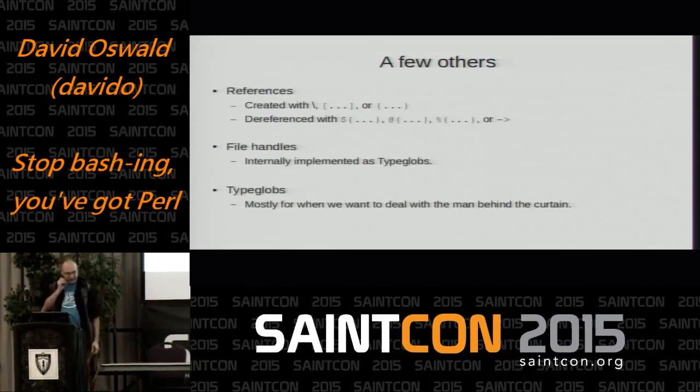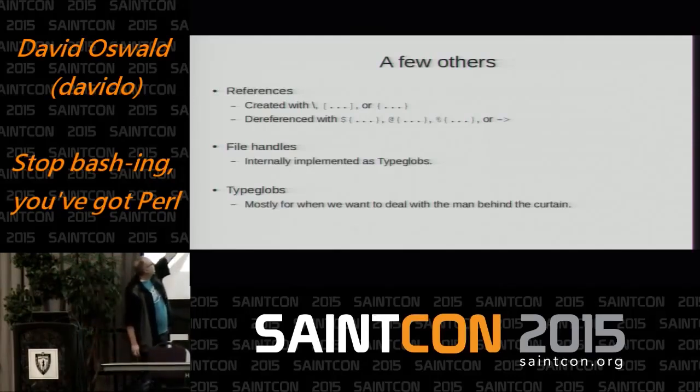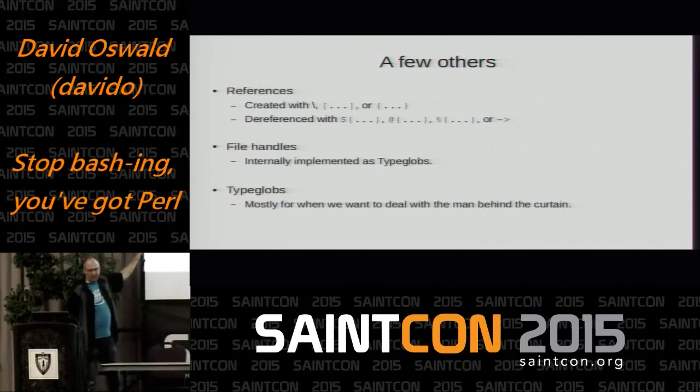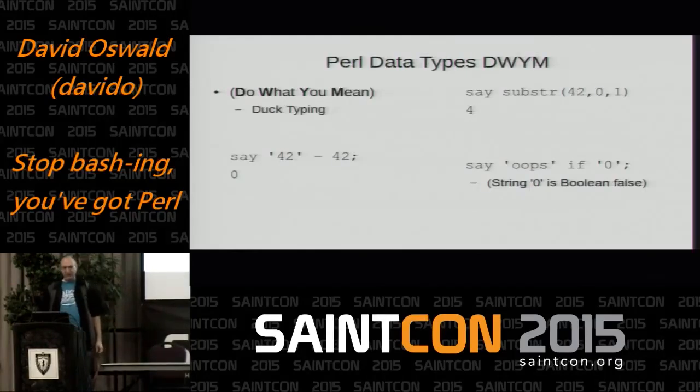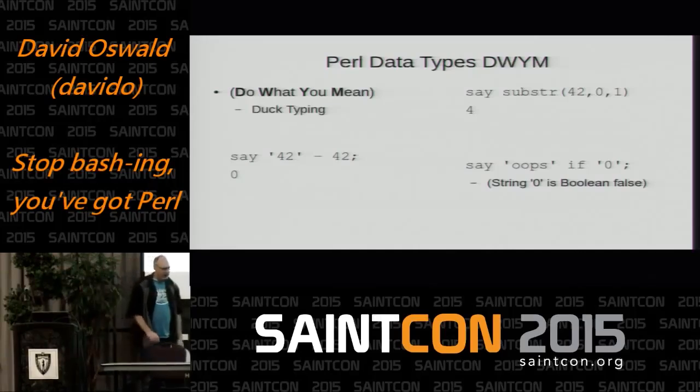There are other types of literals we won't deal with in great depth right now, but references are created by using square braces or curly braces, and there are file handles and type globs. These are other types of Perl data types. Perl data types do what you mean. So Perl is a language where data types themselves are polymorphic, but the operators that act upon the data types are monomorphic. So the operators that act on the data types tell the data whether it should be a string or a number.